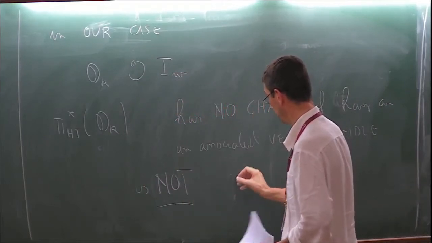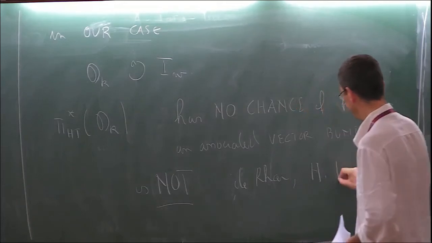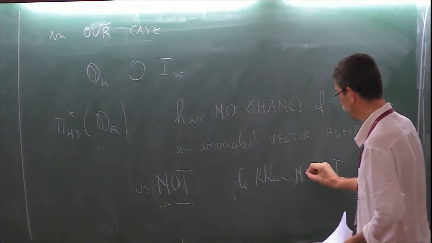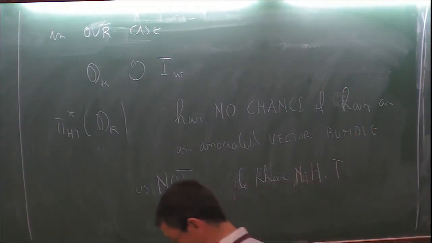It's not de Rham. It's not even Hodge-Tate. So it's very bad from the point of view of comparison isomorphism. So it seems that we are screwed. But we still have that map.